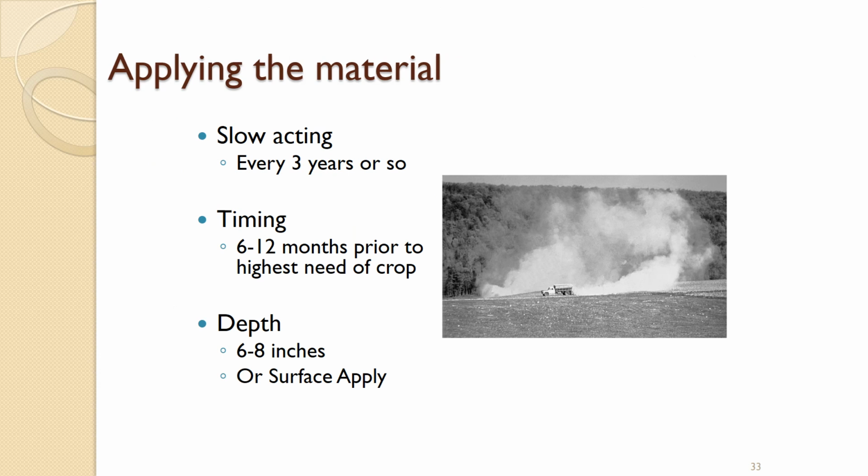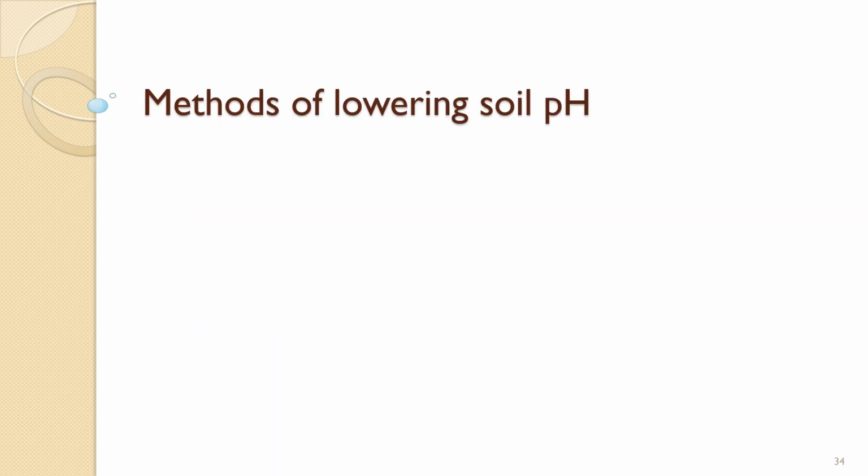All right, applying the material. Lime is a slow-acting material, so we only have to do it every 3 years or so. We want to do it about 6 to 12 months prior to the highest need of the crop. So you'll see a lot of people liming right now in the fall in preparation for planting in the spring. We usually incorporate it at about 6 to 8 inches if you're in a tillage operation. Otherwise, you can surface apply it and hope that it moves throughout the soil profile evenly in no-till operations.